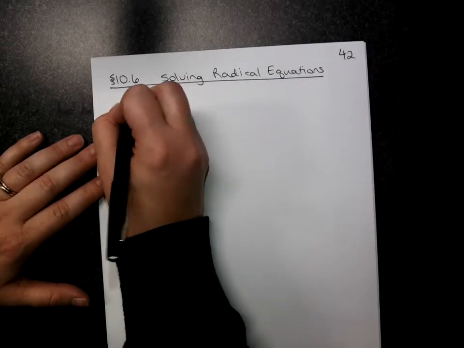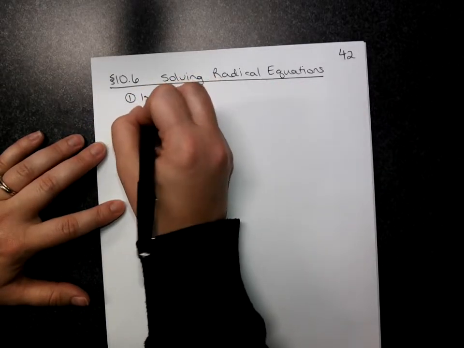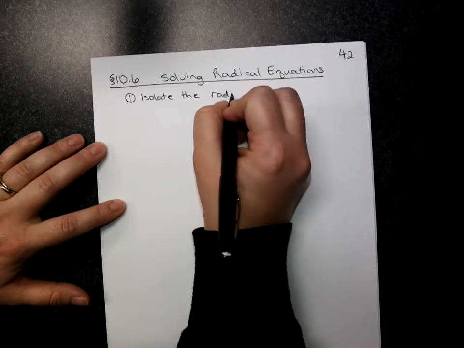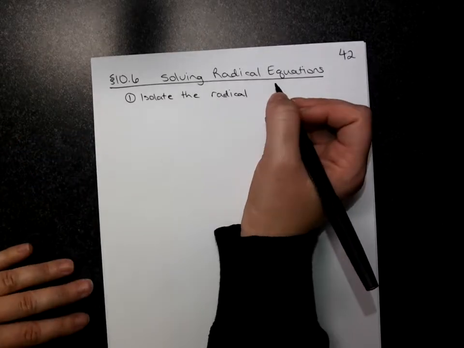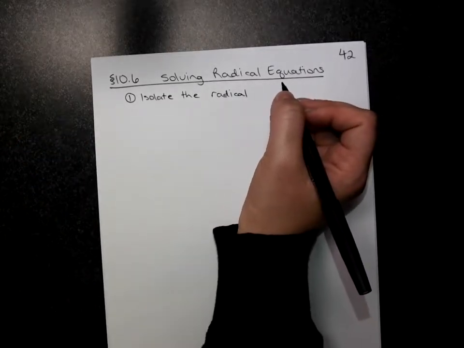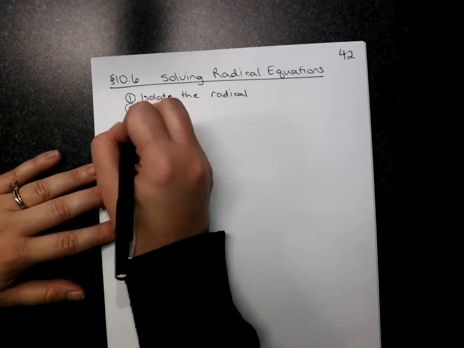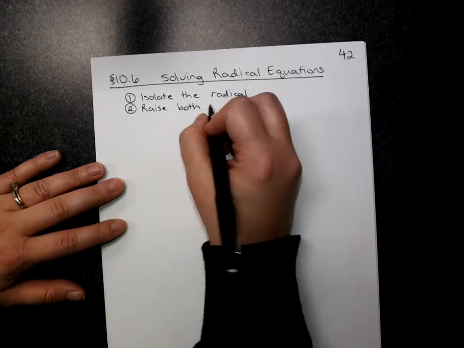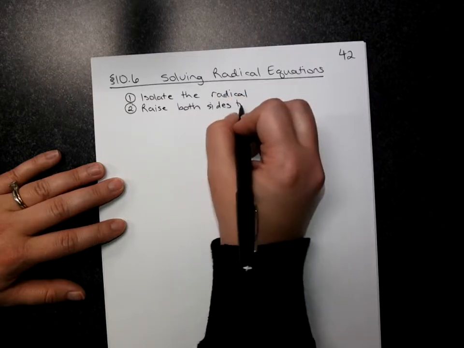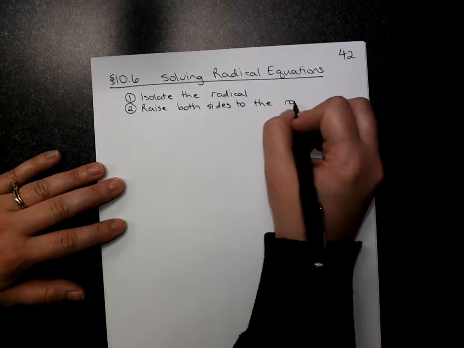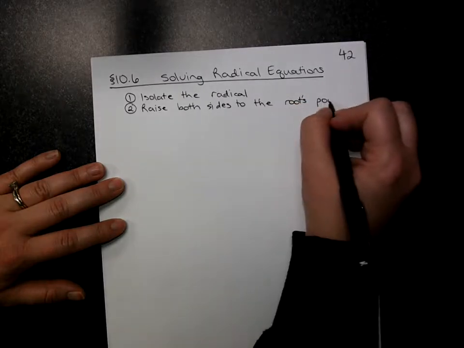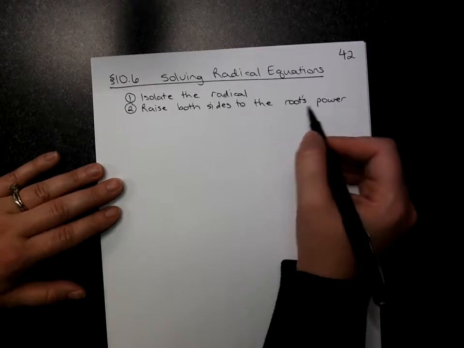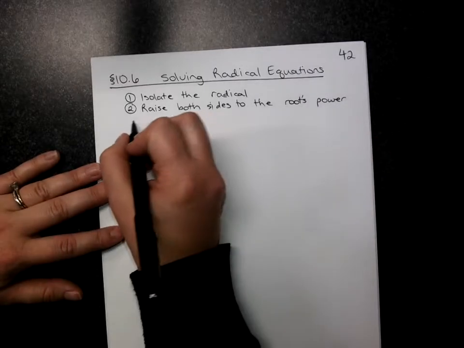The first thing you want to do when you're solving an equation with a radical is to isolate the radical. Normally this is done for you, but just in case there's anything next to the radical, you want to isolate the radical. Then you're going to raise both sides to the root's power. If it's a square root, you're going to square both sides. If it's a cube root, you're going to cube both sides.